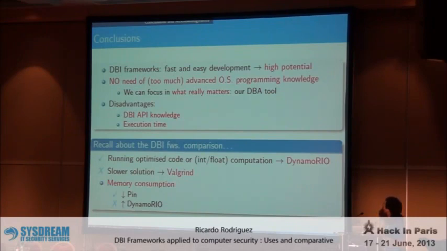And one benefit of the DBI frameworks is you can just focus on what really matters, that is, what you want to do, okay? The main disadvantages are that, of course, you will need to know the functions of the DBI, and of course, the execution time, okay? Recall that we have seen the frameworks comparison. If you want to run optimized code or the ones that use high computation in integers or floats, you need to use this. Valgrind is the slowest solution, and for memory consumption, if you are interested in having less memory, the better is Pin.